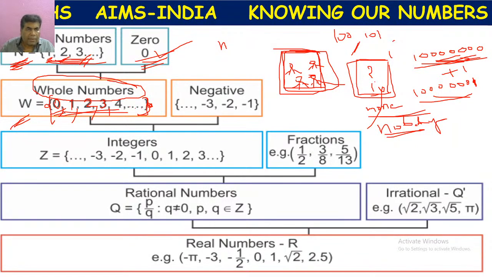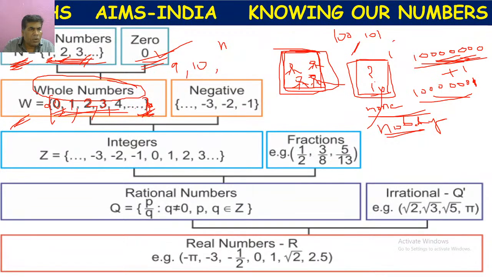Somebody is telling 9. 9 is not the correct answer, because if you add 1 to 9, 10 will come. Very good. Somebody is giving the answer infinite. So the answer is infinite. Okay. We cannot tell. It does not exist.